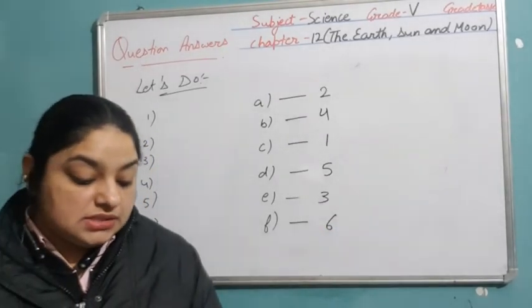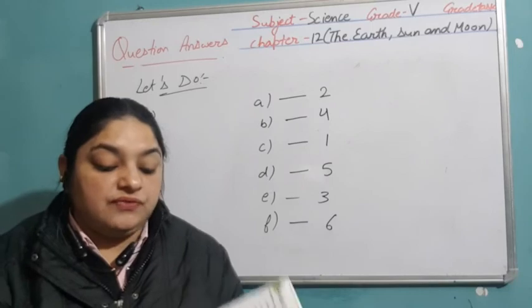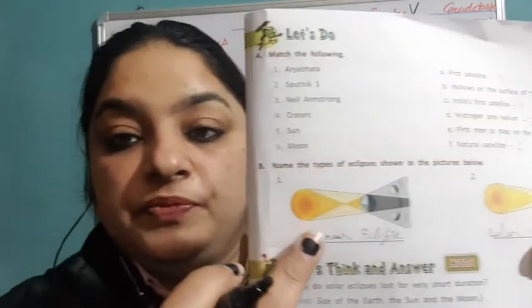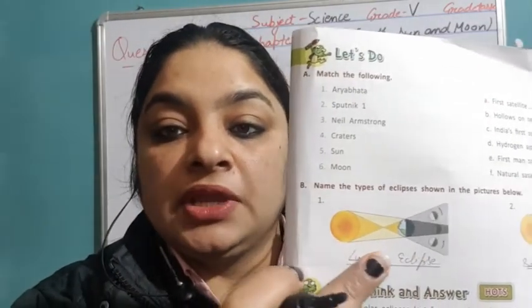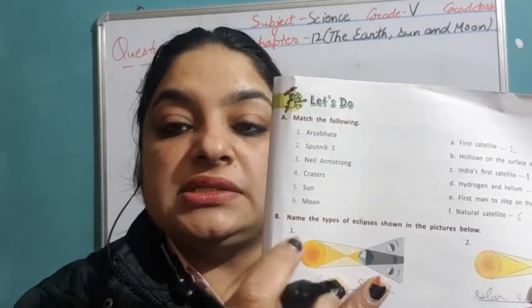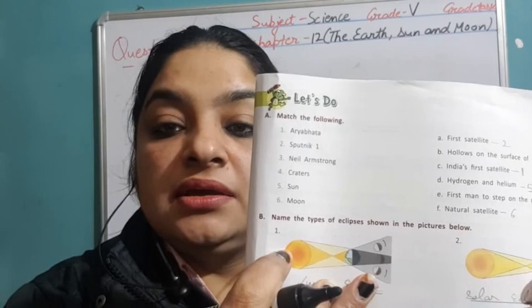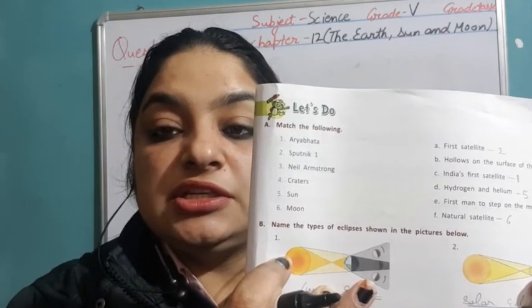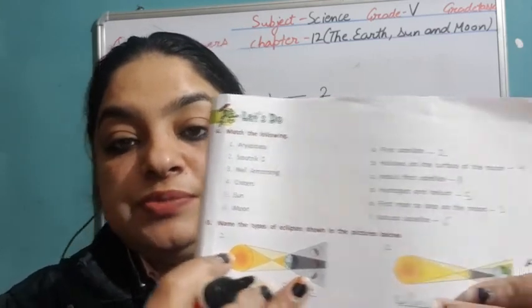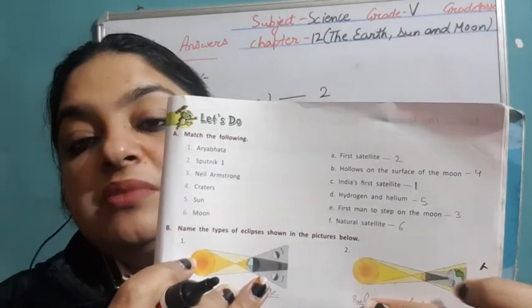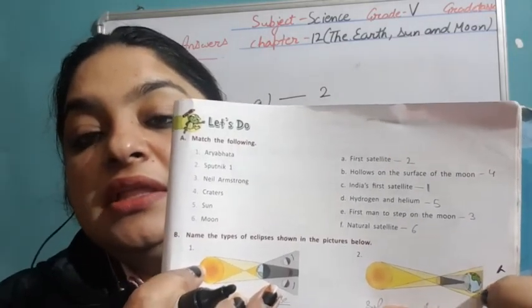Part B is name the types of eclipse shown in the figure which is given. Now see, in the first picture, earth is in between the moon and the sun. So the answer is, this one is a type of lunar eclipse. And the second one is when the moon comes between the earth and the sun, then it is a type of solar eclipse.